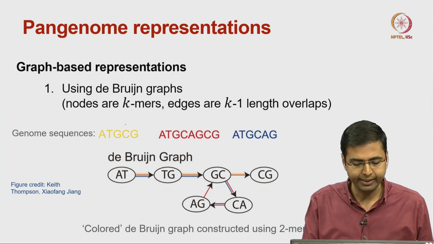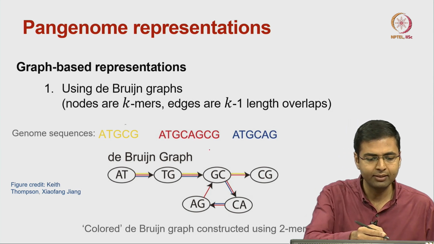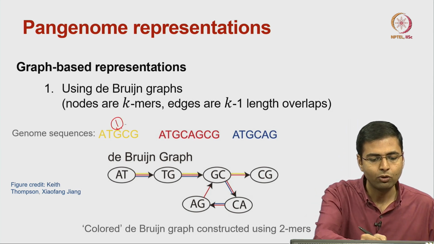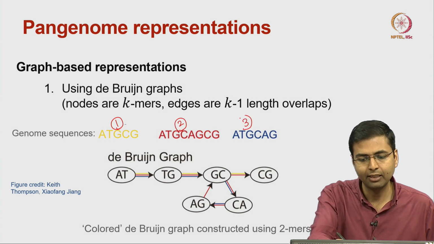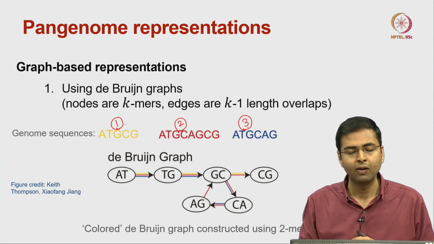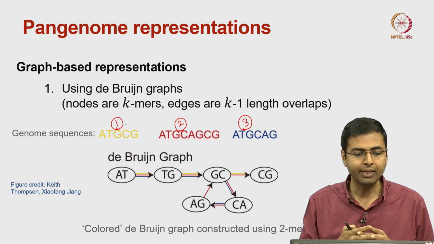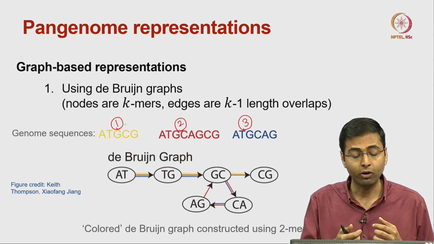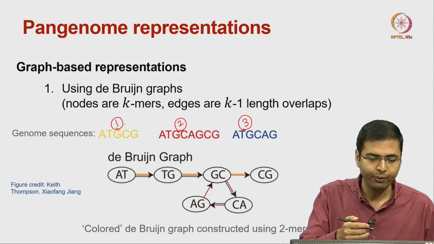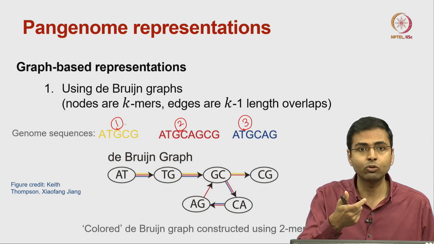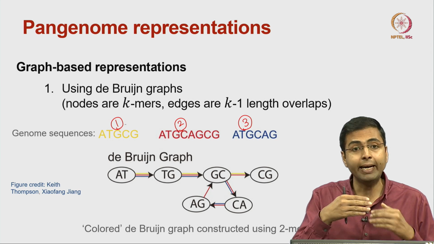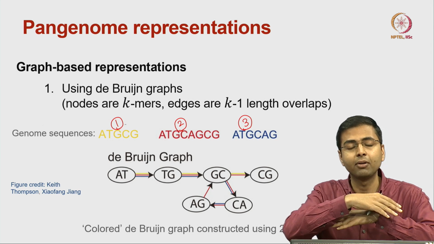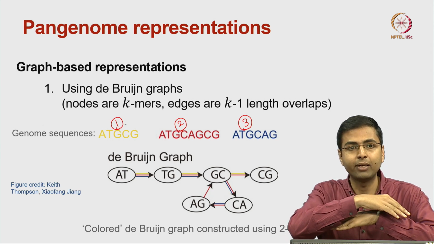Now, for example, let us say that we have 3 genome sequences coming from 3 individuals. Let us say this is the first sequence, this is the second sequence, and this is the third sequence. A graph model to represent a pangenome would be to construct a De Bruijn graph or a colored De Bruijn graph in which all the k-mers observed in the sequences would be nodes, and we would connect them if they overlap using k minus 1 characters.